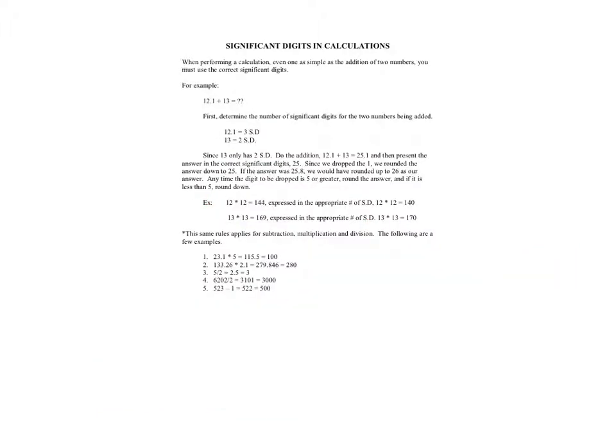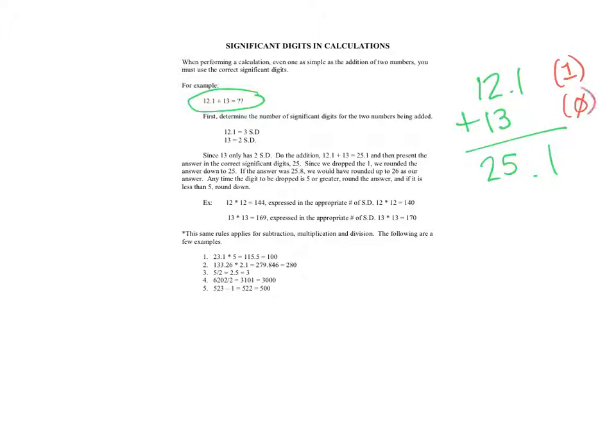All right, how about in calculation? Students seem to really struggle with performing calculations in significant digits. So if we're doing addition and subtraction, there's one set of rules. If you're adding numbers, you look at numbers past the decimal. So 12.1 plus 13, the answer would be 25.1. However, you look at numbers past the decimal. So in other words, 12.1 has 1 digit past the decimal, 13 has 0 past the decimal.